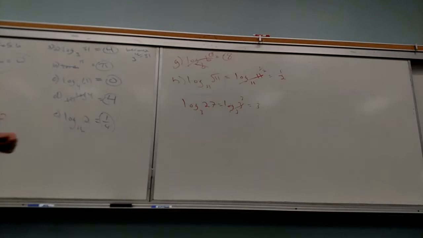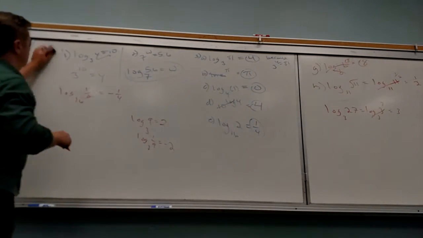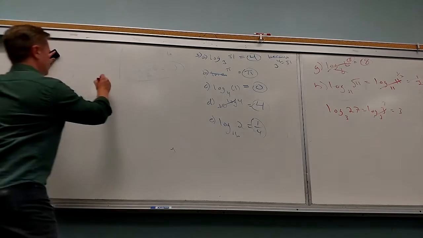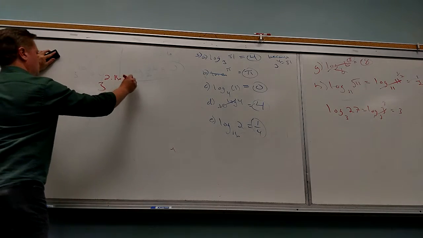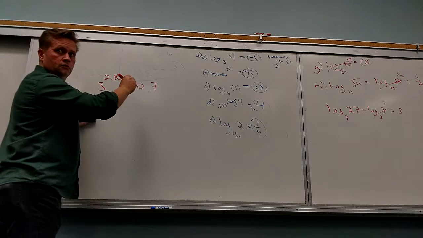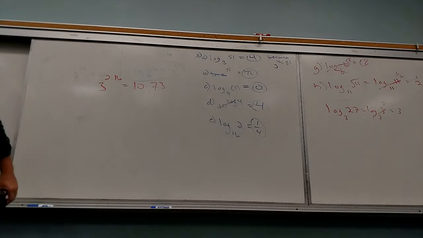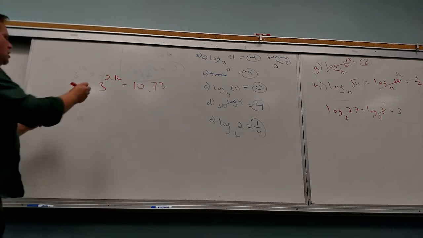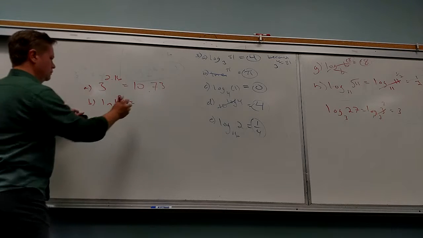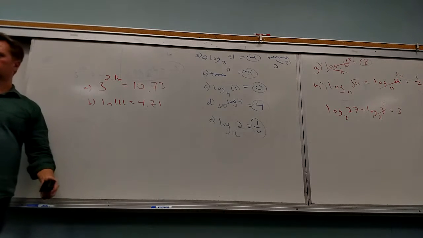And then the last 3 were on the calculator. Let's see how you guys did. What's 3 to the 2.16? 10.73? Because I asked you to round to the hundredth place. I like it. What's natural log of 111? Say again? 4.71. Sounds about right.